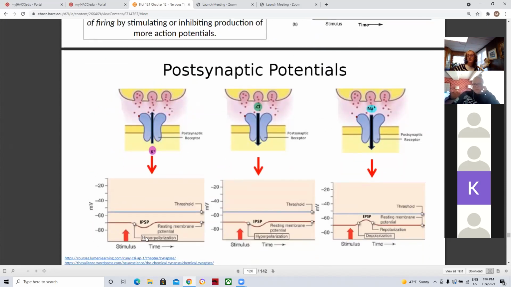So an inhibitory postsynaptic potential is going to make the inside of the cell more negative than it was before. So resting membrane potential is -70. An inhibitory postsynaptic potential is going to make it maybe, let's say, -75. It's going to make it more negative. We have to reach -55 to fire an action potential. So the further we get away from -55, the less likely we are to fire an action potential.